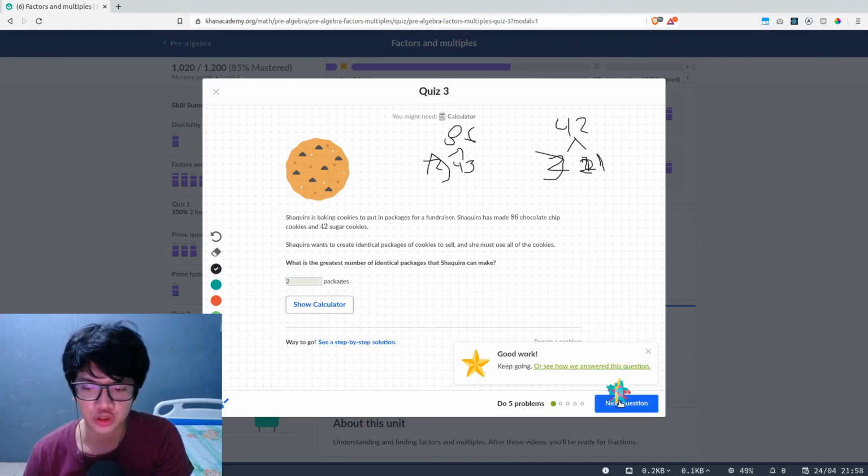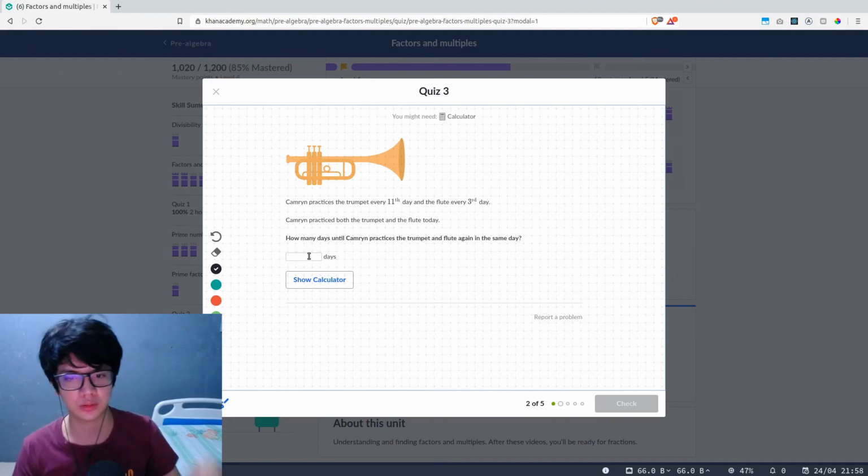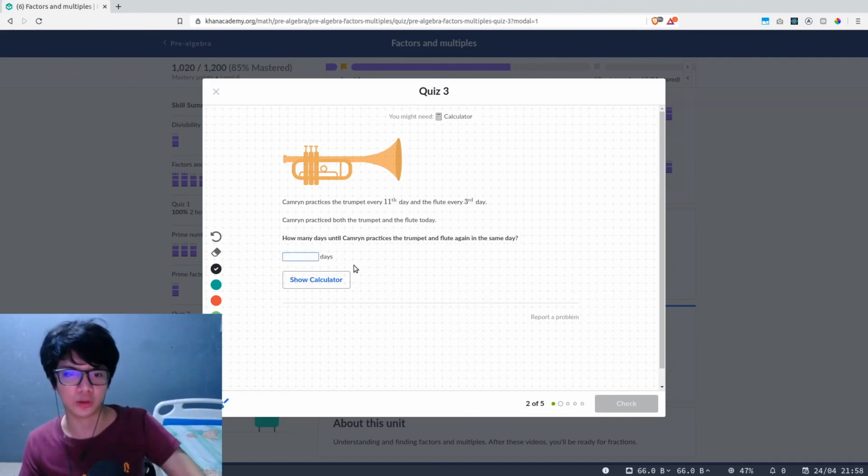Two packages. Cameron practices the trumpet every 11th day and the flute every 3rd day. Cameron practiced both today. How many days until Cameron practices the same day? It's a third day.